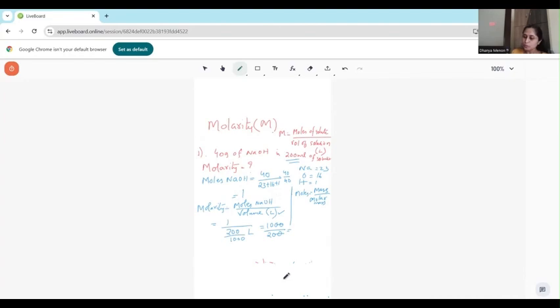So this is how you do it. Because 1 liter equals 1000 milliliters, this is how I convert between liters and milliliters.